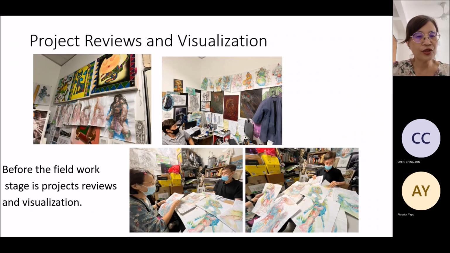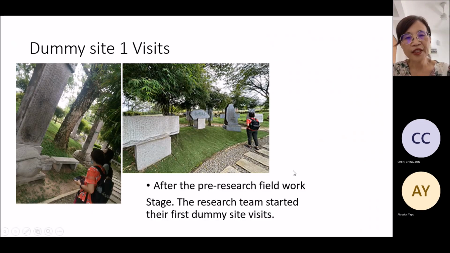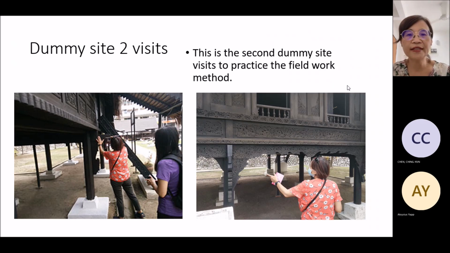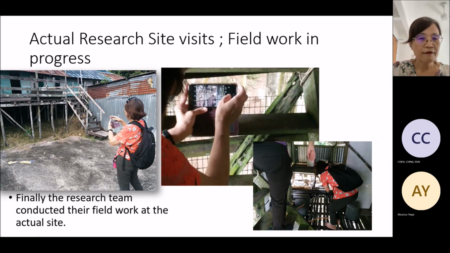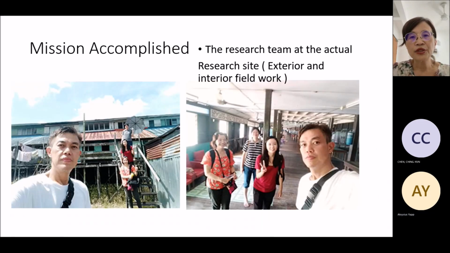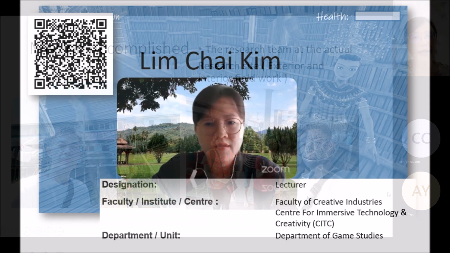Before the fieldwork stage are project reviews and the visualization. After the pre-research fieldwork stage, the research team starts their first dummy site visit. This is the second dummy site visit to practice the fieldwork method. Finally, the research team conducts their fieldwork at the actual site. The research team at the actual research site, exterior and interior field work.